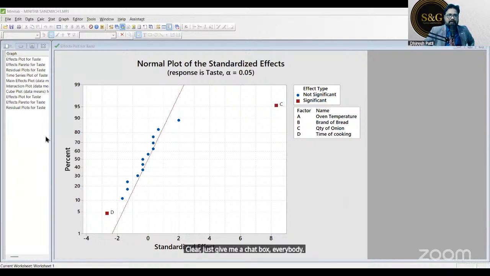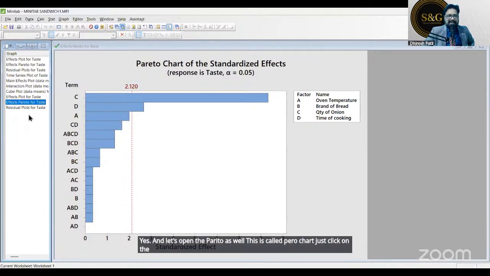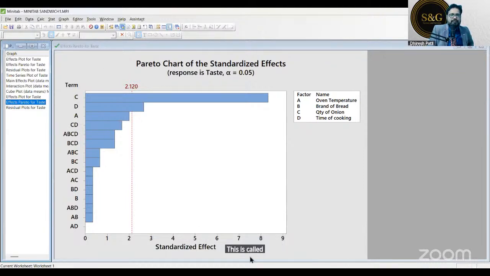Yes. And let's open the Pareto as well. This is called the Pareto chart. Just click on the effect Pareto on the left-hand side of the graph. You will see this Pareto. This is called the line of significance, which is at 2.120.